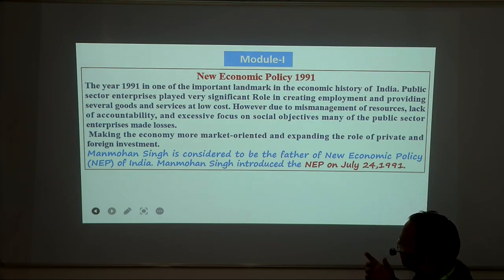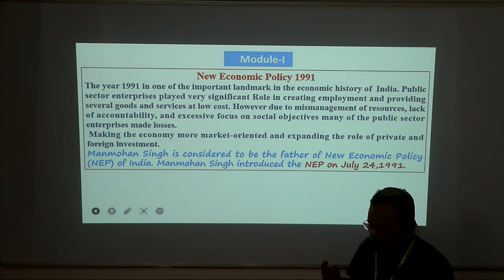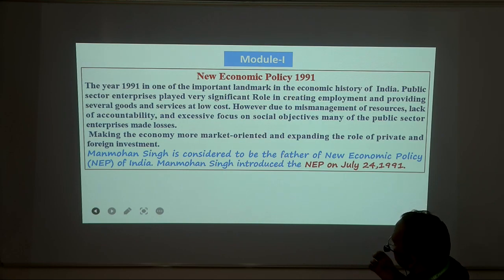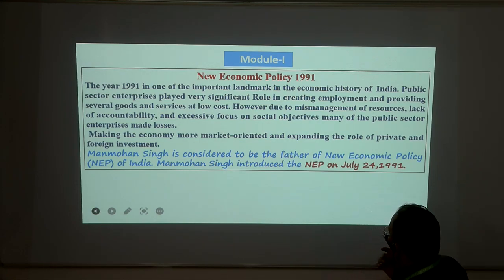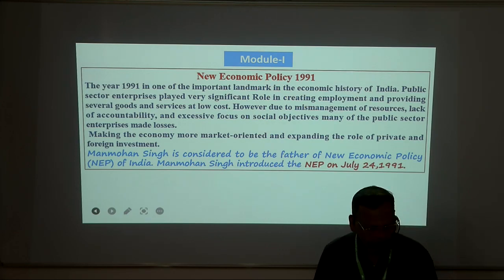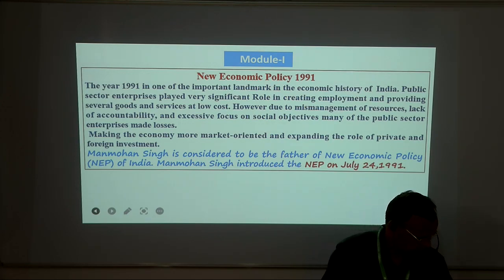Dr. Manmohan Singh is considered to be the father of the New Economic Policy, NEP, of India. Manmohan Singh introduced the new economic policy on July 24, 1991.